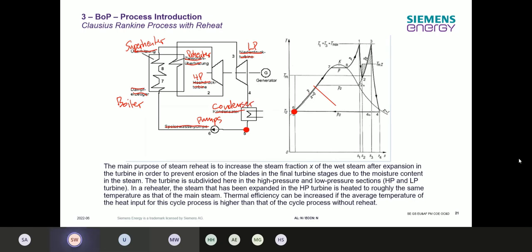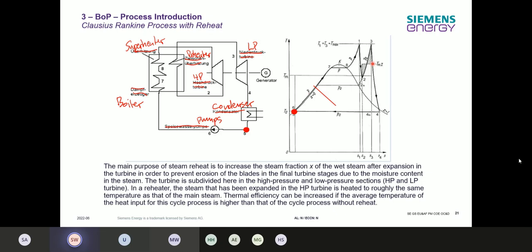And then over here in a reheater, the steam that has been expanded in the HP turbine is heated to roughly the same temperature as that of the main steam. The thermal efficiency can be increased if the average temperature of the heat input for the cycle process is higher than that of the cycle process without reheat. So we have here the temperature, and then the reheat, and we're increasing the temperature, so the efficiency of the overall cycle process will be increased.